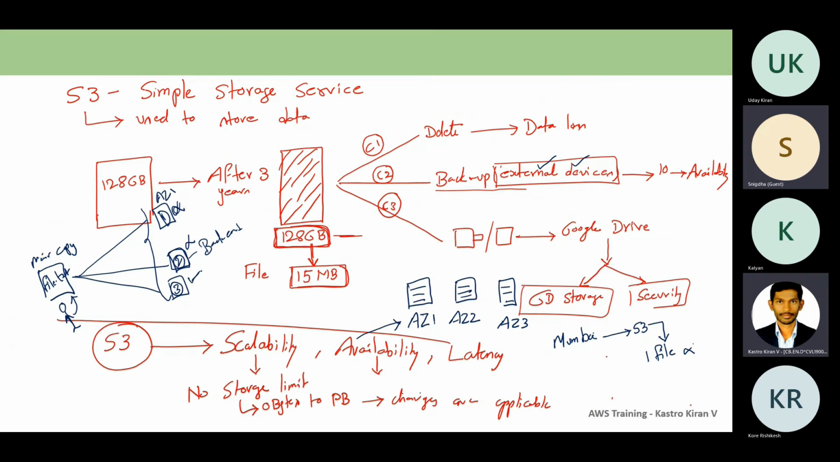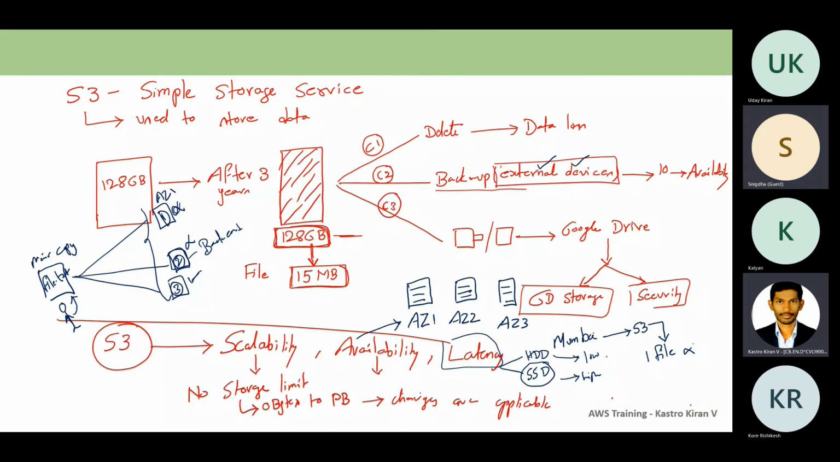The next factor is latency. Latency is related to the two types of storage we have. One is called HDD, hard disk drives, and the second is called SSD drives. HDD drives are low cost and SSD drives are high cost. Nowadays all laptops come with SSD drives because data transfer happens at a faster rate in SSD drives.